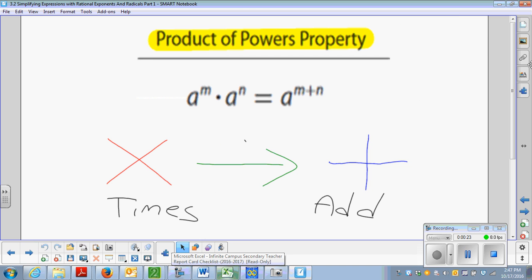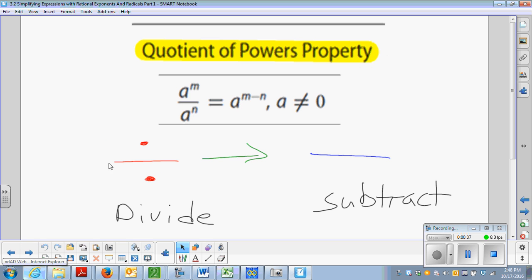When you have the product of powers property, you're going to take your exponents and add them. So if you're multiplying your variable, you're going to add the exponents. With quotient of powers property, if you're dividing your variables, what you want to do is subtract the exponents. Let's take a look at a couple of examples.